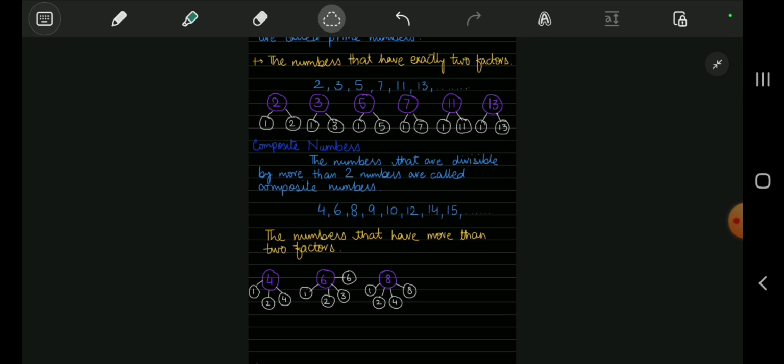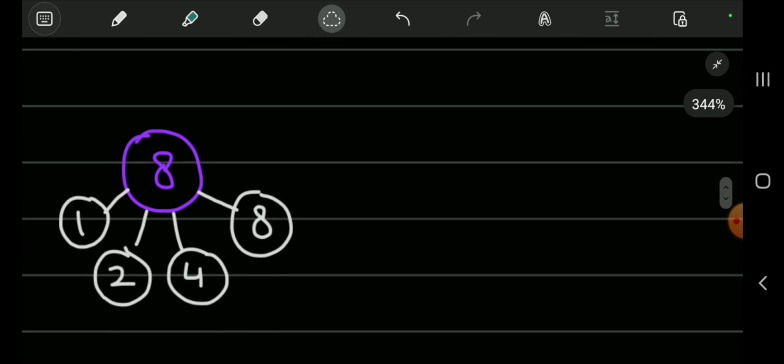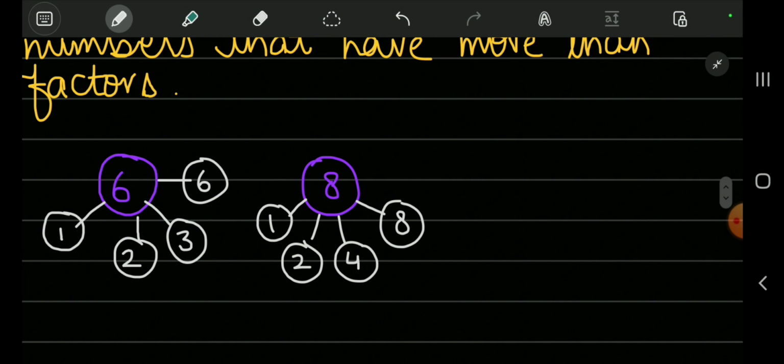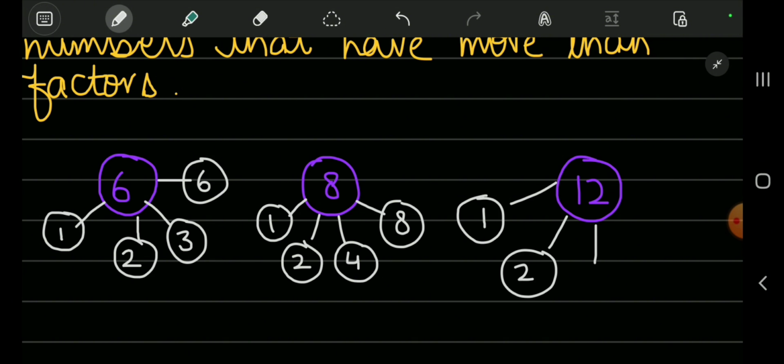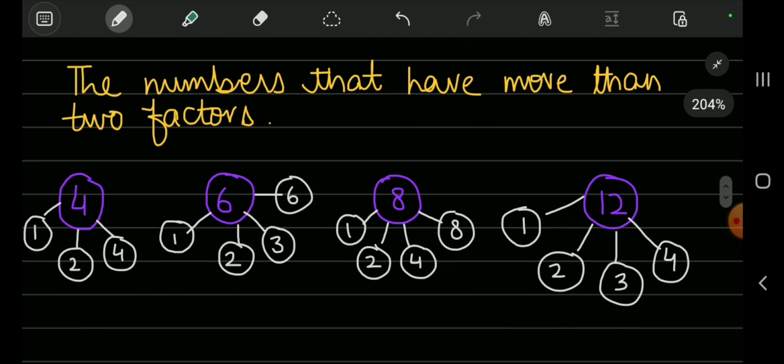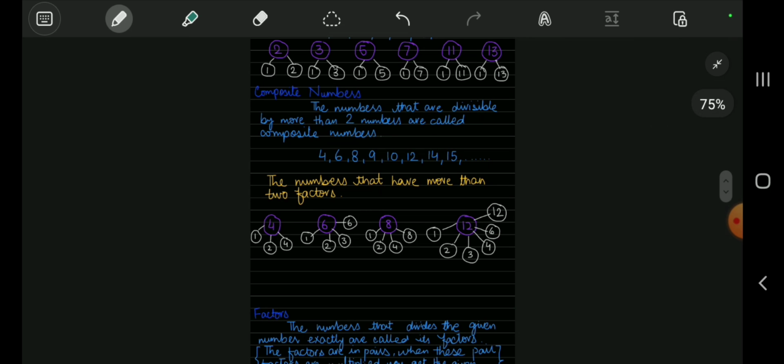Let's see one more example, like 12. I don't have much space and it is also not needed to see every individual number and its factors, I'm just giving you an idea of how you can understand this. 1 is its factor, it is completely divisible by 1, then 2, then 3, then 4, then 6, and then 12 itself. See how many factors it has, or how many numbers it is divisible by. So this is how composite numbers are: they have more than 2 factors, or they are divisible by more than 2 numbers.